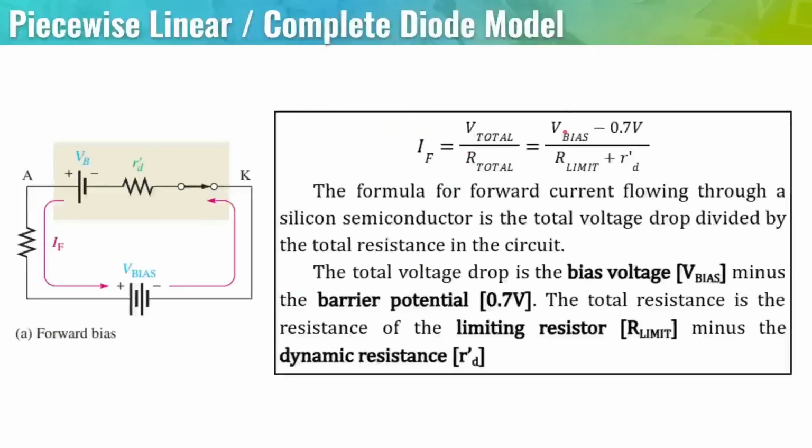For all of that, they can be summarized by this. The forward current is equal to the total voltage over the total resistance. If you are using the complete model, you are going to use this. When using the practical model, you can simply remove the dynamic resistance. If you are using an ideal diode, you can remove the voltage barrier. So this is basically it. This is the formula we're going to be using for the next few items.